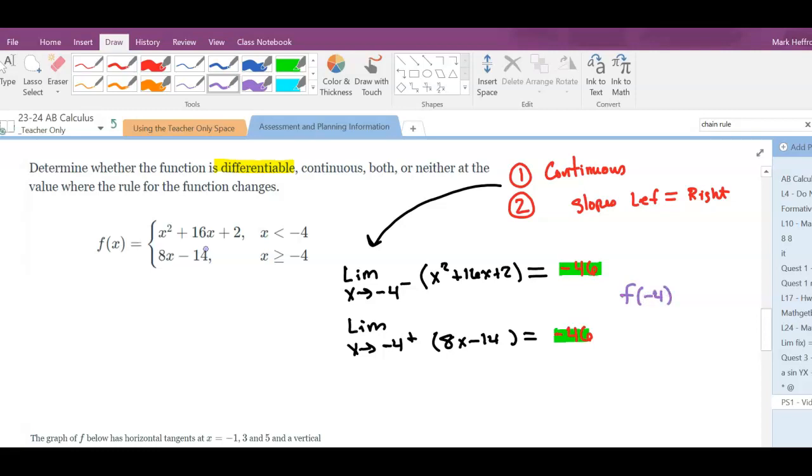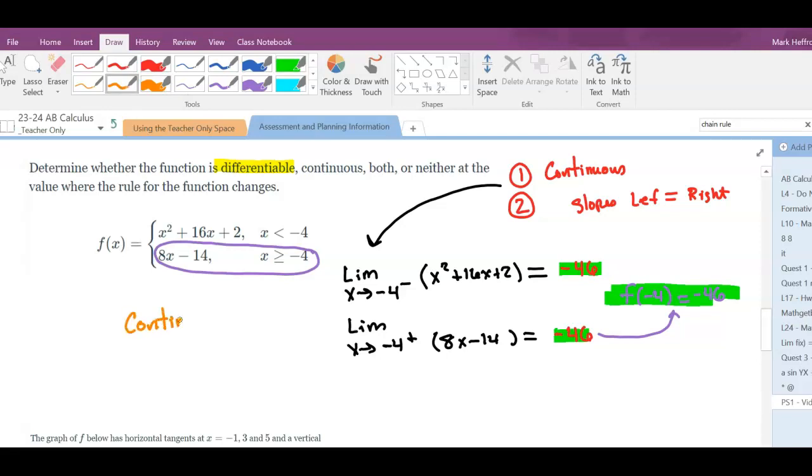Now because this is a piecewise and this bottom one is "or equal to," then we know that same -46 here is also this one. But we need to state this because it's part of the definition. Now that I've shown my limit and my function are both -46, I can say we're continuous.